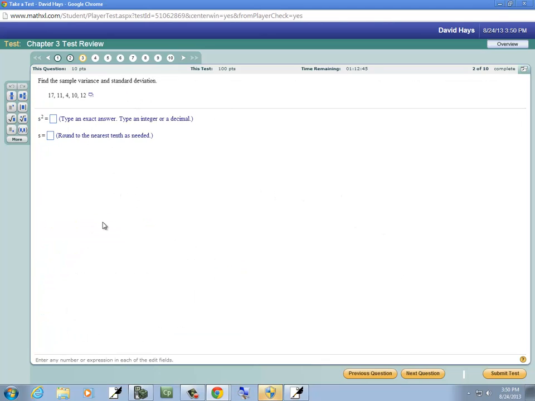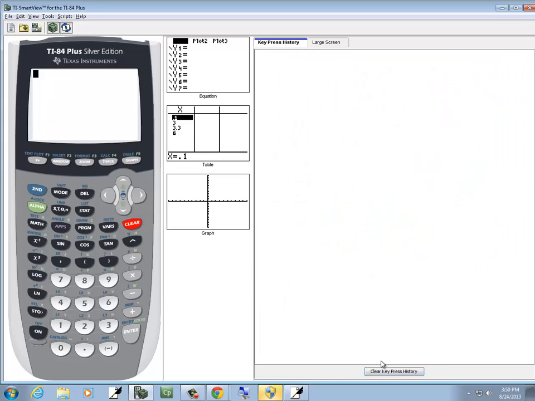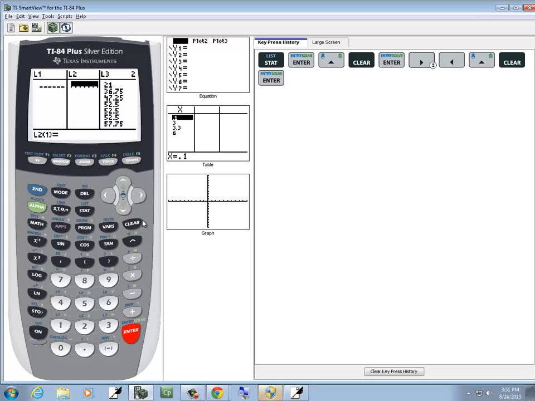Question 3. Find the sample variance and standard deviation. Nice short one versus that long one. So let's go to our calculator, and I'm going to put those into the list. So I'll go to stat, do enter on edit. Now I'm going to up arrow and highlight L1. I'll press my clear key and then enter. Again, don't press your delete. I'll right arrow over to L2. Oops. Up arrow, highlight L2, press clear, enter. And then go over to L3, up arrow, highlight L3, and press clear, enter. There we go.